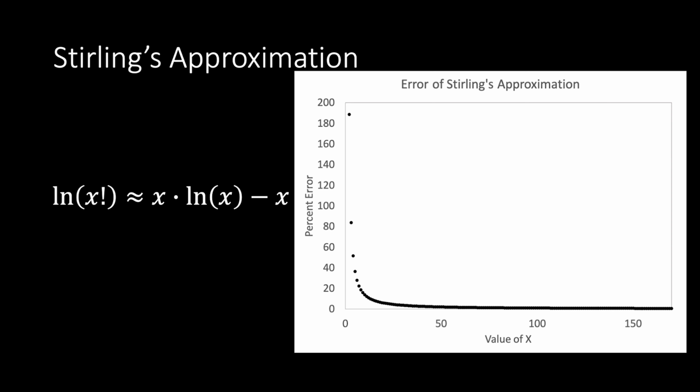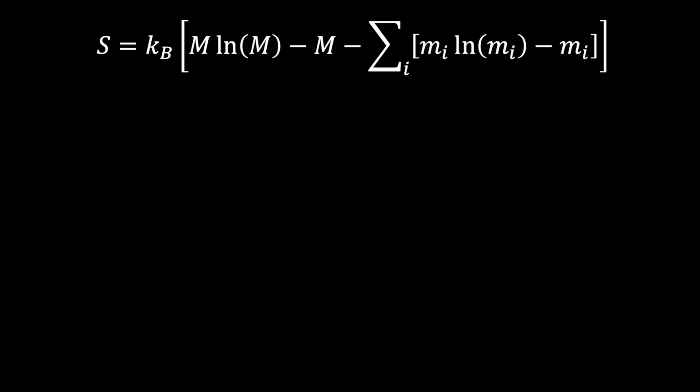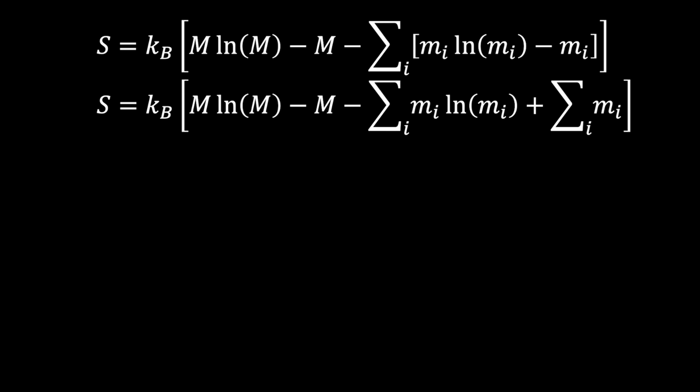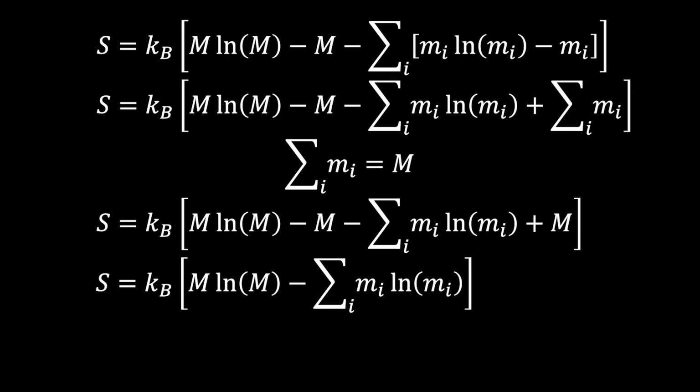However, if you're moving to very large numbers of particles, like let's say a mole of particles, 6 times 10 to the 23, then the Stirling's approximation is going to be very, very close to being correct. So we're going to go ahead and use this approximation here. Using this approximation, we rewrite our formula, and we will distribute the summation. Next, if I was to sum up all mi states, this would be equal to m, so then we can see that we're going to get some nice cancellation here.